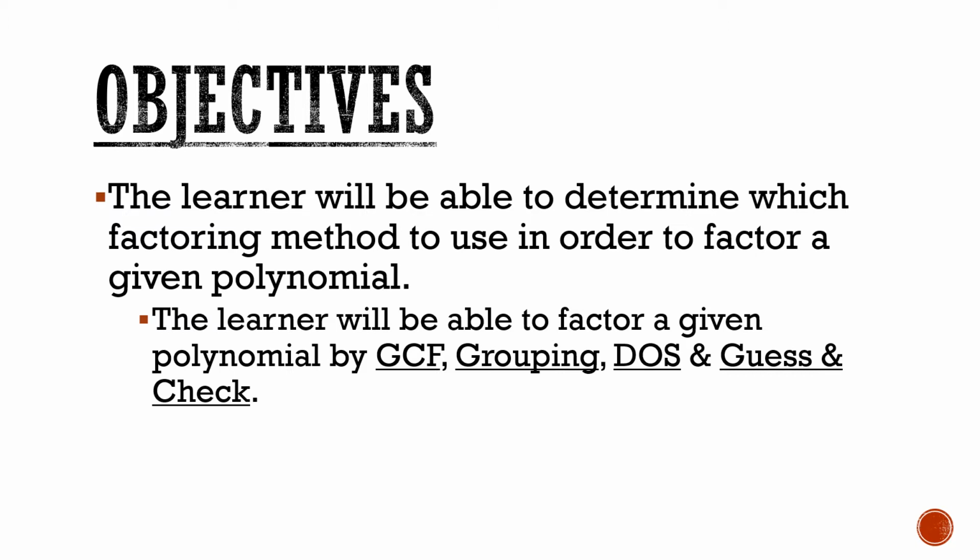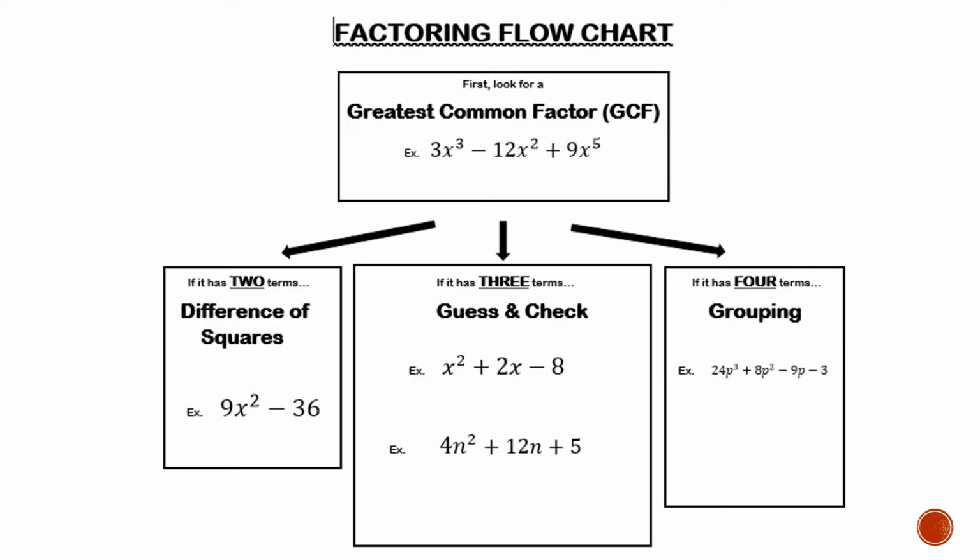So not only do I want you to be able to factor any polynomial using greatest common factor, grouping, difference of squares, or guess and check, but I also want you to be able to determine which method to use when you're looking at a given polynomial. So here's the flow chart that you will find on Canvas.